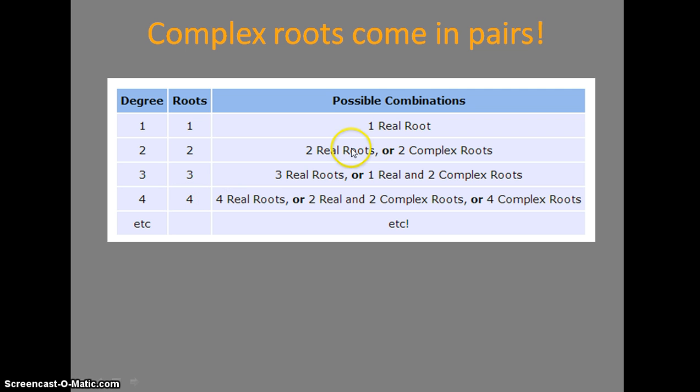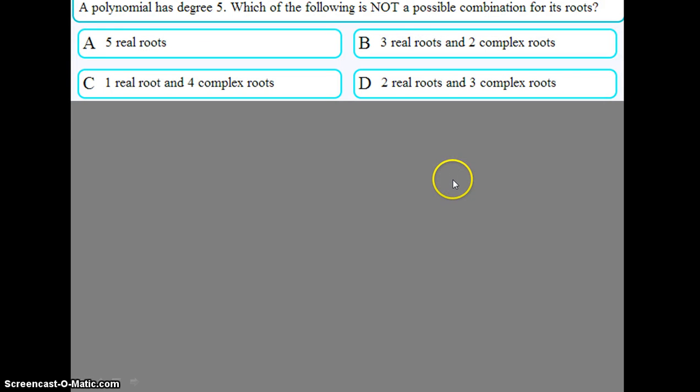But notice over here the possible combinations. The only way we can have complex roots is if we have at least 2 of them. Notice they're all even numbers. But also notice that we have to add up to the total number of roots that we've got there. So if this is degree 3, for instance, it should have 3 reals, or it could have 1 real and 2 complex, and so on. Let's look at this example. A polynomial has a degree 5.